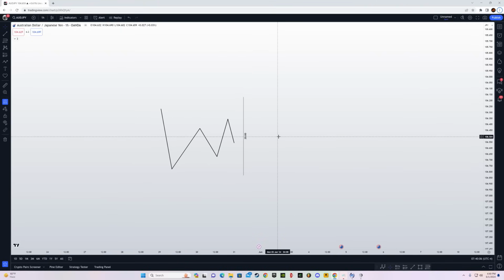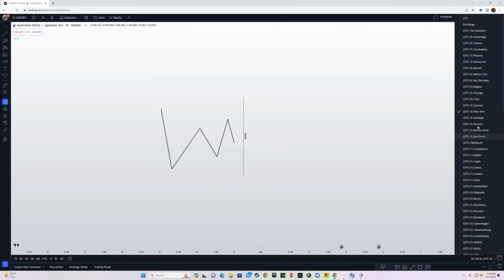So what is the strategy, right? Basically what you have to do is, before 8 p.m. So I'm not talking about 8 a.m., or 9:30 a.m., or 2 a.m., right? I'm specifically talking about 8 p.m., New York time. So make sure you change your TradingView time zone to New York over here.